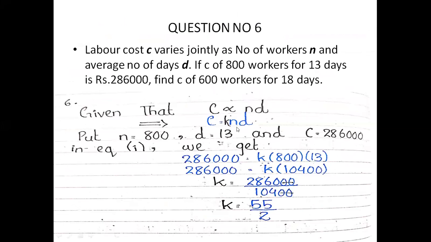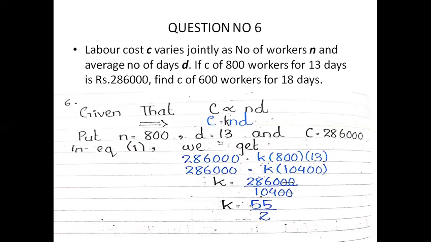This is our equation. And now we are going to put the values of N, that is 800. So we have 800 workers over here. And we are also going to use the value of D, that is 13. We have 800 workers, we have 13 days, and lastly we also have the cost. So the cost is equal to 2,86,000.